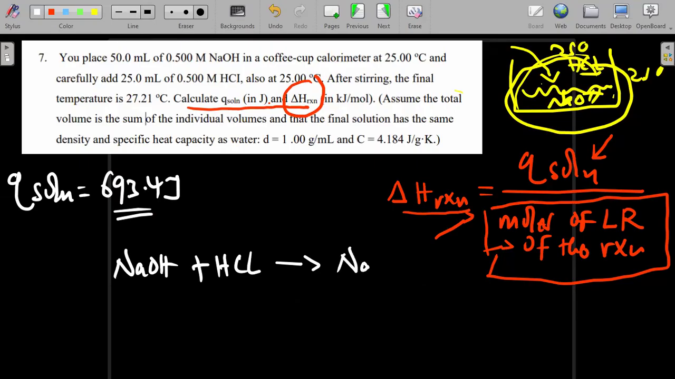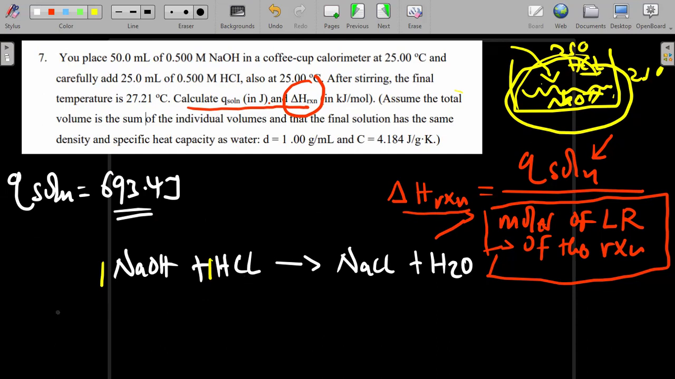So the salt here is sodium chloride plus water. So you check if this equation here is balanced, okay? And it turns out that this reaction here is balanced already. Meaning the mole ratio of sodium hydroxide here is 1:1 with the hydrochloric acid.